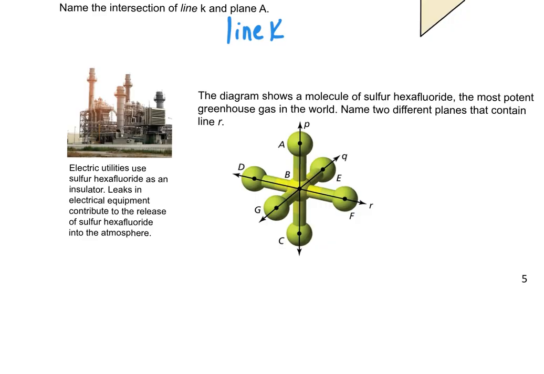Okay, this is kind of a weird looking picture. We got what we call a sulfur hexafluoride molecule. It's going every which direction. It goes up and down, left and right, front to back, kind of a three-dimensional molecule here. I want to name two different planes that contain line R.